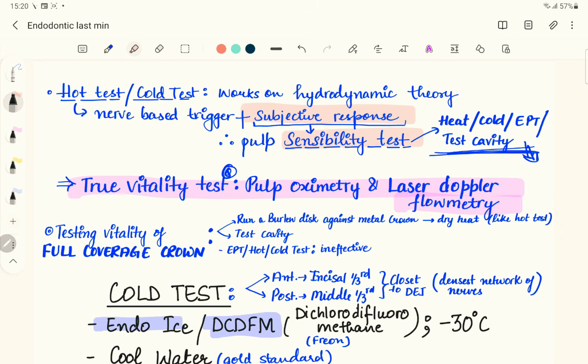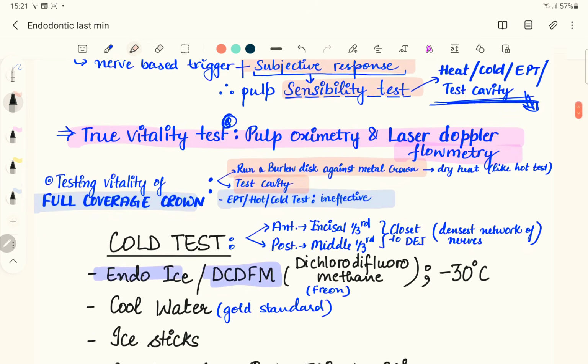So performing a test cavity in the crown, if the patient feels pain, that means we can tell that the pulp is vital. So electric pulp test, hot test, cold test are ineffective for the full coverage crown. So either you can do a test cavity or you can run a disc against the metal crown.